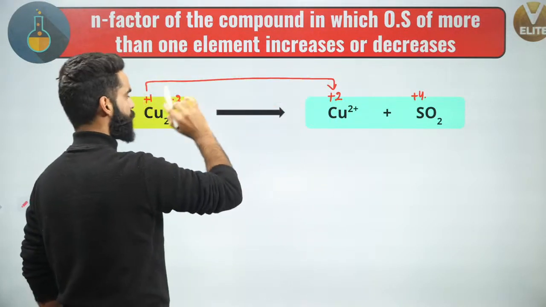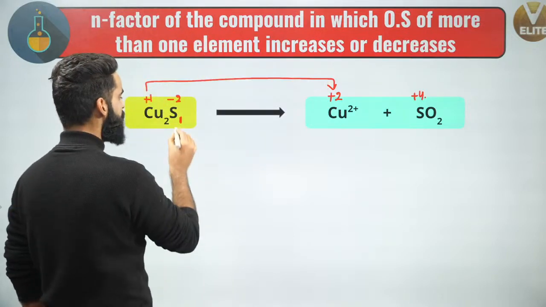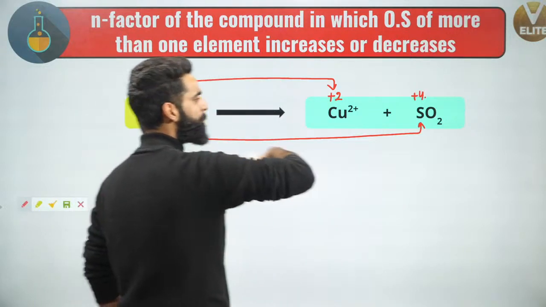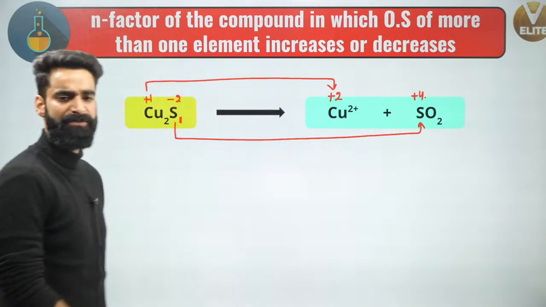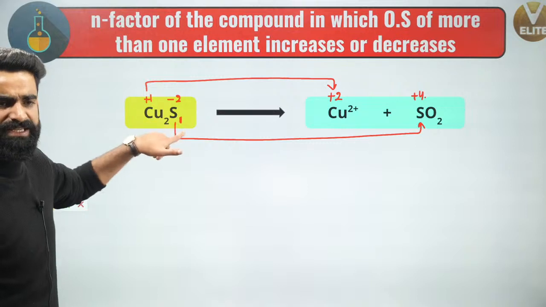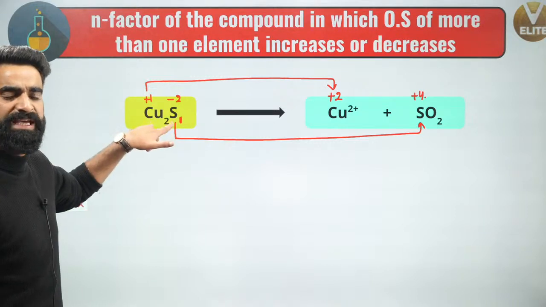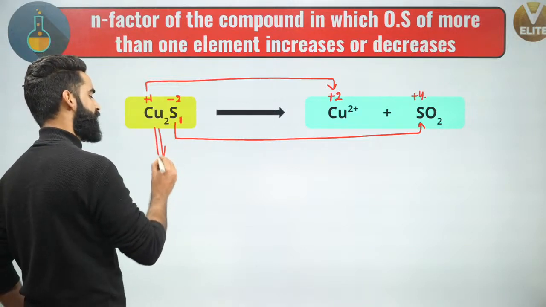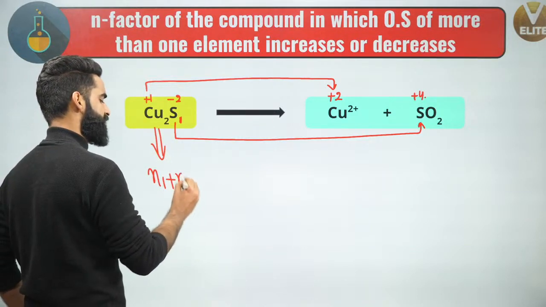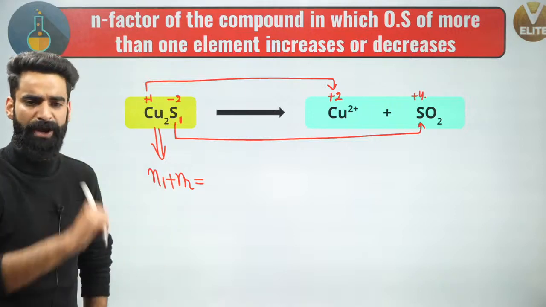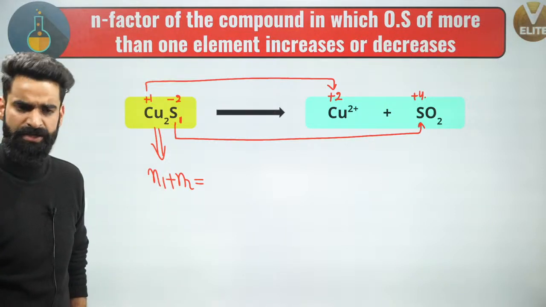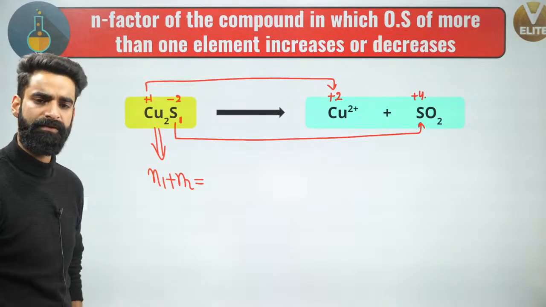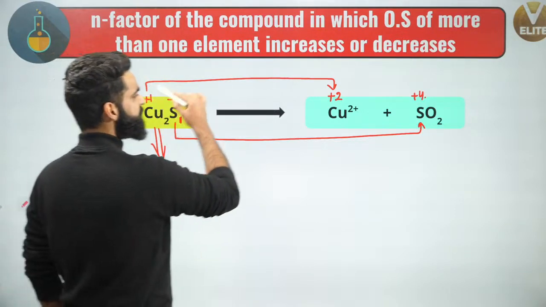Is the oxidation state of copper increasing or decreasing? From +1 to +2, the oxidation state of copper is increasing. What about the oxidation state of sulfur? Is it increasing or decreasing? It's increasing from -2 to +4. So this is an example in which the oxidation state of more than one element is increasing. And how do we calculate its n factor? We already know that's going to be N1 plus N2. So first of all, I need to calculate N1, then N2, and I'll add them up to get the overall n factor. Very simple.